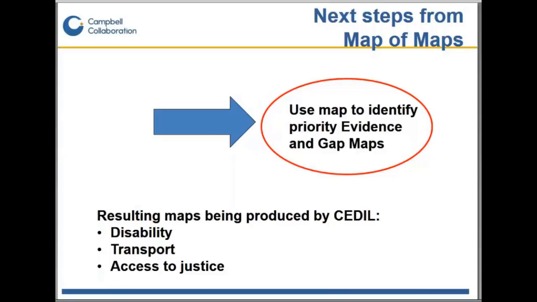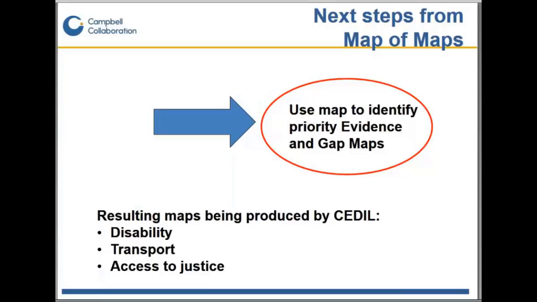map was one, I've already mentioned that. Access to justice, I've already mentioned, was another one, and transport was the third. And we're doing maps in those 3 areas based on the fact that the map of maps showed these were under-mapped areas. And so we want to do a map now to look in more detail. Well, there's no maps there. Let's see if there are reviews there, if there are primary studies there.